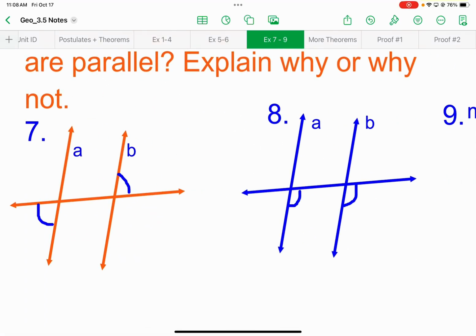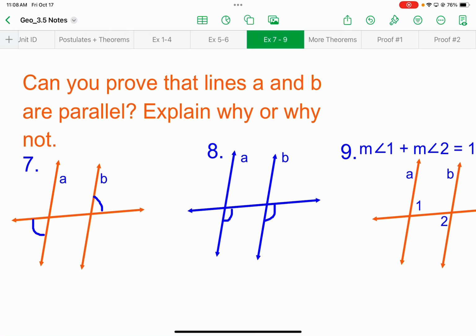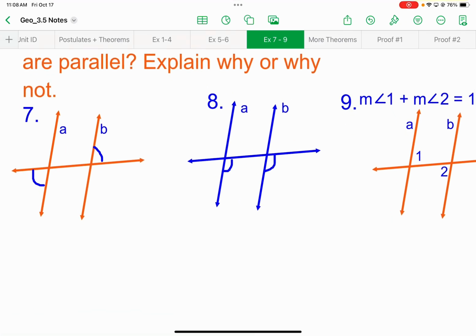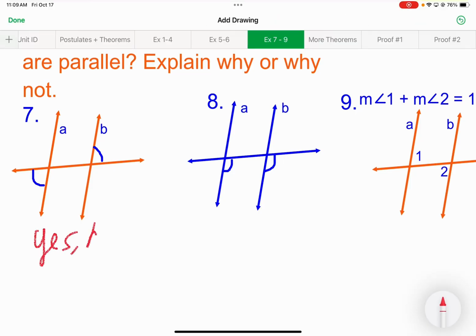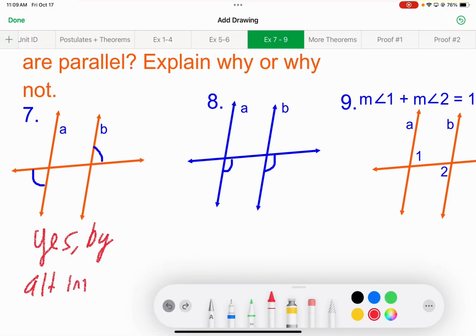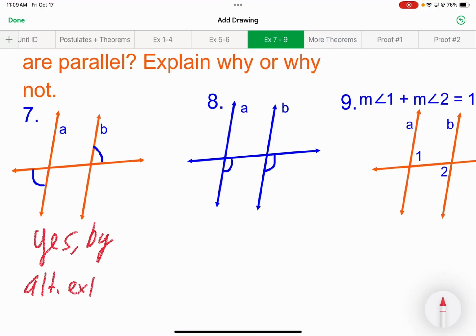Braden, number 7, what type of angles you got? Good. It shows in the picture that those angles are what? So can I prove lines are parallel? Yep, so we'd say yes by alternate interior. Oh, no, you said exterior. Alternate exterior angles congruent implies parallel lines. Nice.